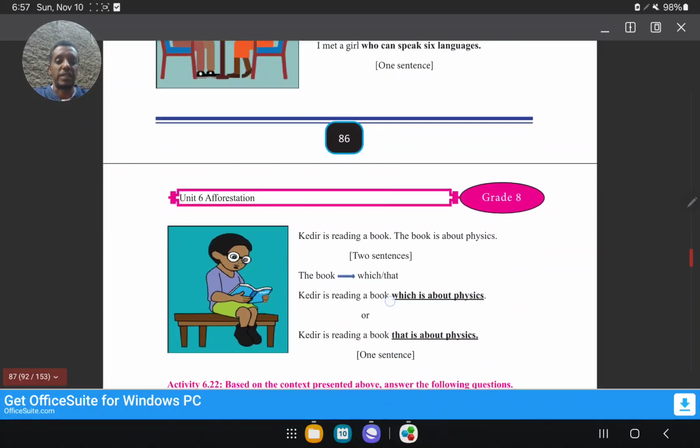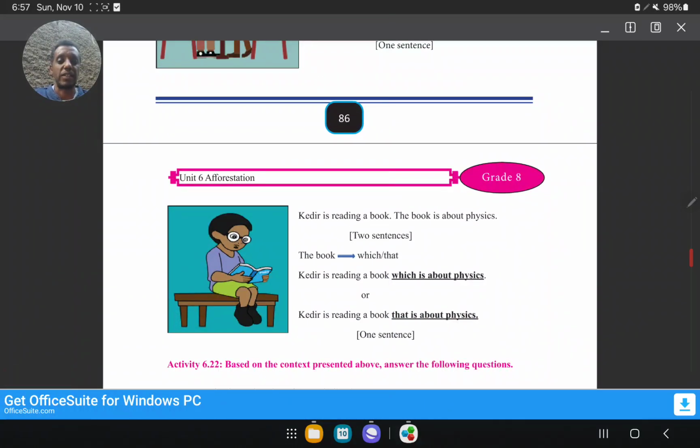Now let's see the second sentence. Kadir is reading a book. The book is about physics. 2 sentences, right? The book, which or that? Kadir is reading a book which is about physics, or Kadir is reading a book that is about physics.